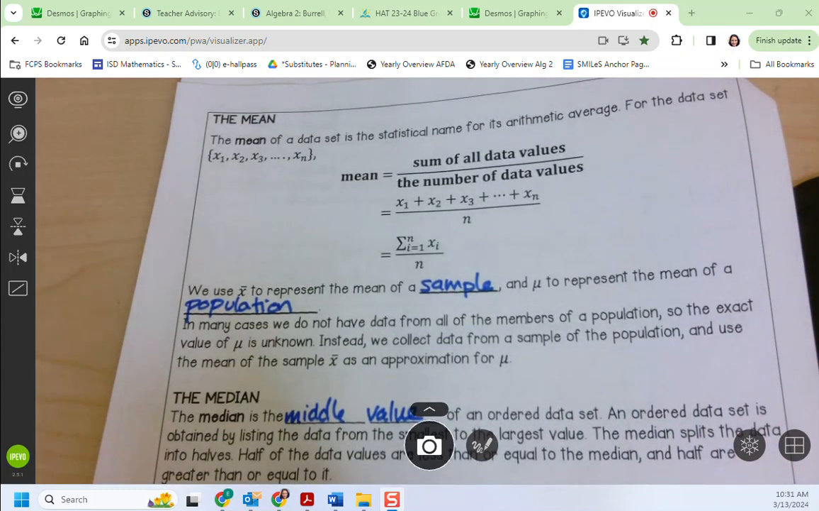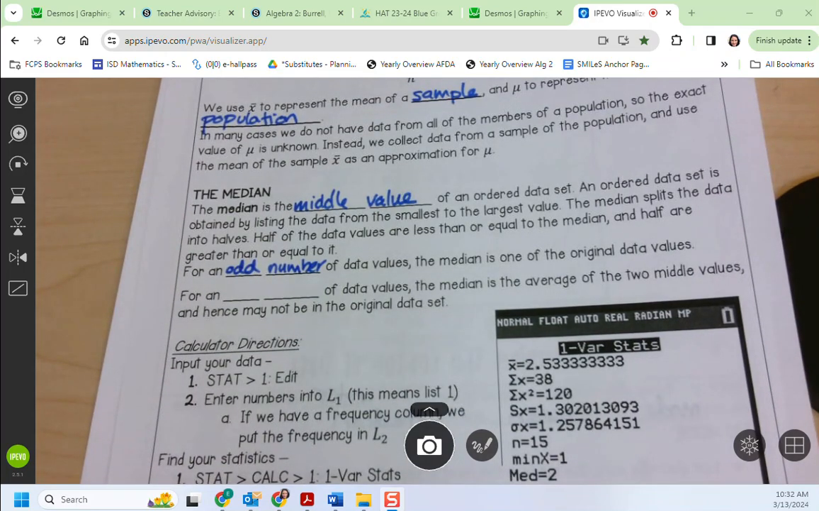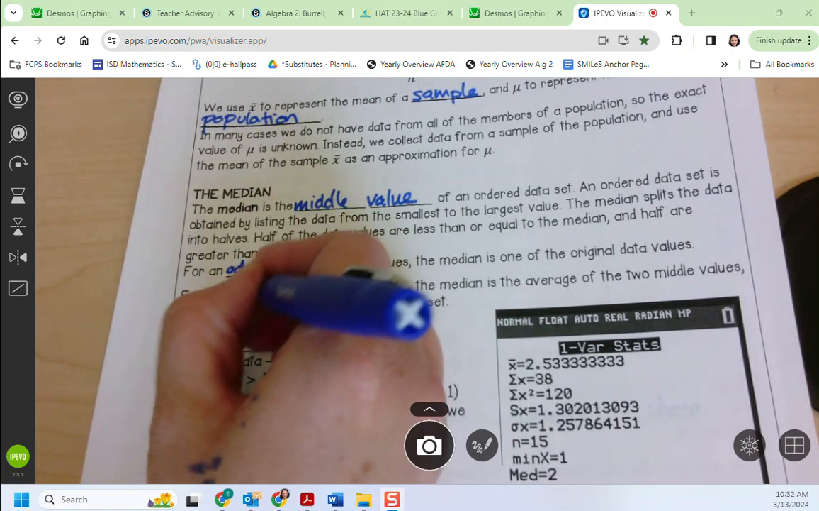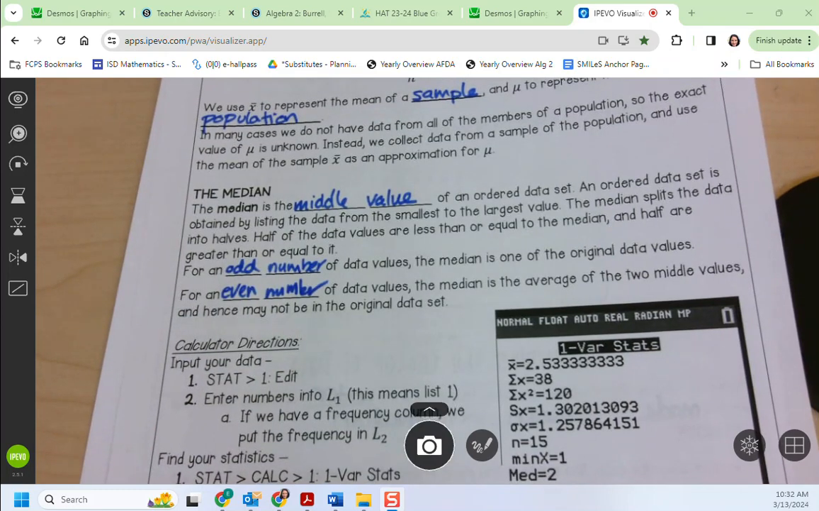If you have an odd number of data values, the median is one of those values, right? So you put the numbers in order, and say you have 9 numbers, then the fifth one would be your median, because you'll have 4 less and 4 more. But if you have an even number of data values, the median will be the average of the two middle values, and hence may not be in the original data set.